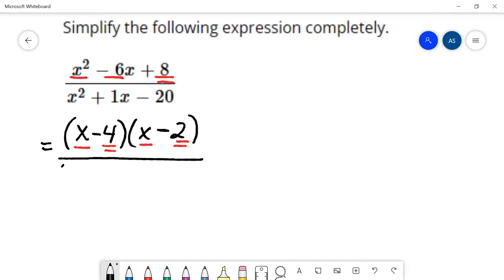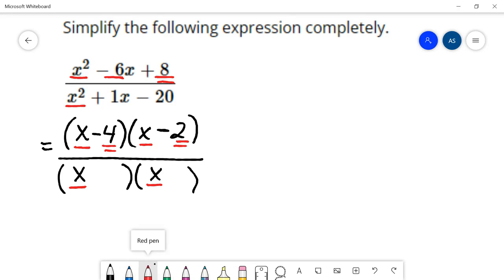Now let's factor the denominator. Again, we can see that there's no greatest common factor. We have 3 terms, and the first term has a coefficient of 1. So this is, again, our basic factoring case. So we're going to set up 2 parentheses. The numbers that go in the front need to multiply to be x squared. That would be x and x.